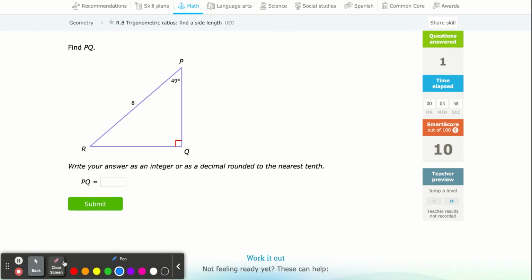So again, first thing I do is I know my hypotenuse, so I know I'm going to be using the sine or cosine, not the tangent. And I want to find PQ. Here's PQ. I know this angle. Looks like I'll be doing the same as I did in the last one. Cosine of 49 is equal to this side length of PQ divided by the hypotenuse.